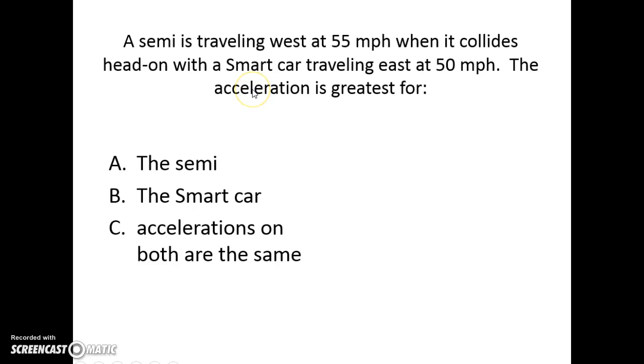Same type of question here. Again, the semi and the smart car collide. The forces are the same, but the acceleration is going to be much greater for the smart car because it's just much smaller.